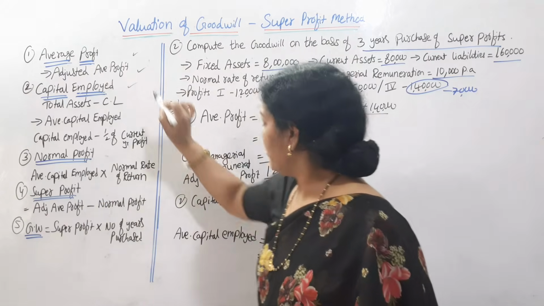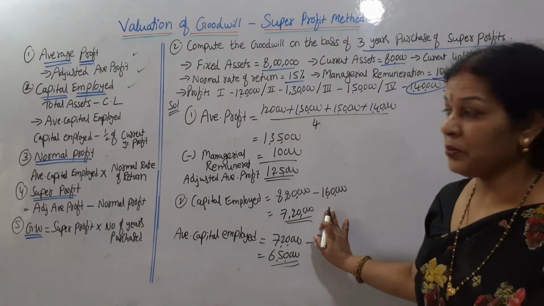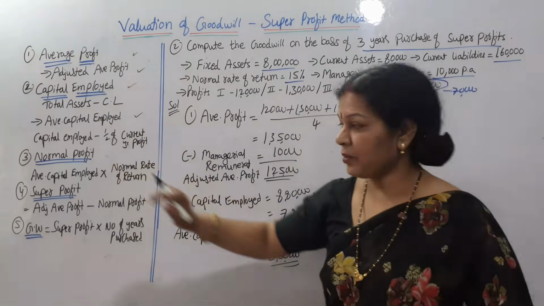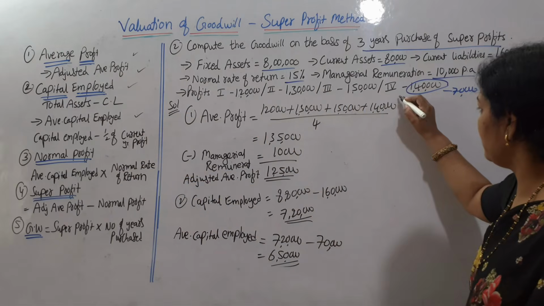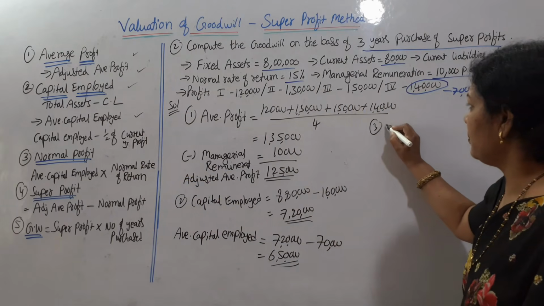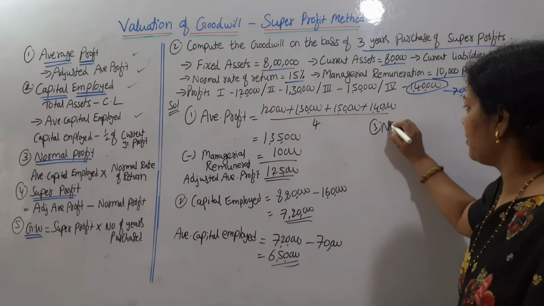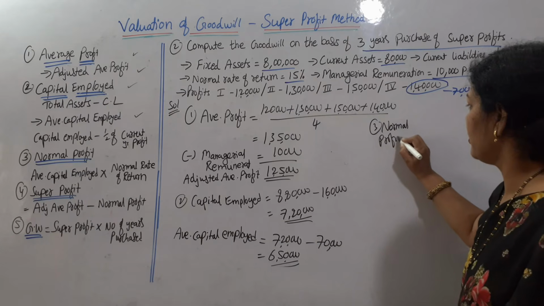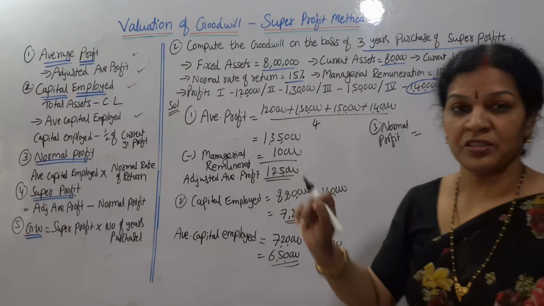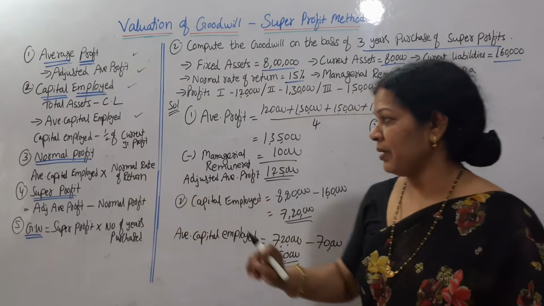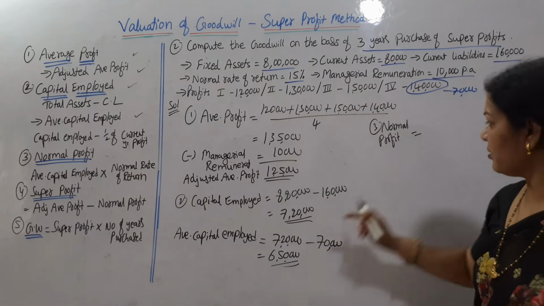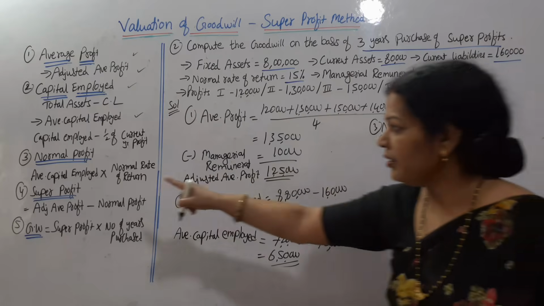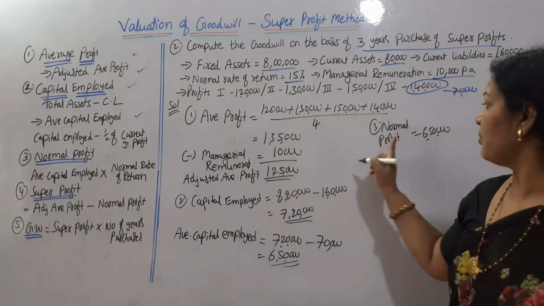We got capital employed this much, 7,20,000. Average capital employed also we got it. Now what else is there? Normal profit. Third step, I will write it here. Third step, normal profit. To get normal profit, what is needed? Average capital employed, this one 6,50,000 and into normal rate. Normal profit you will get.